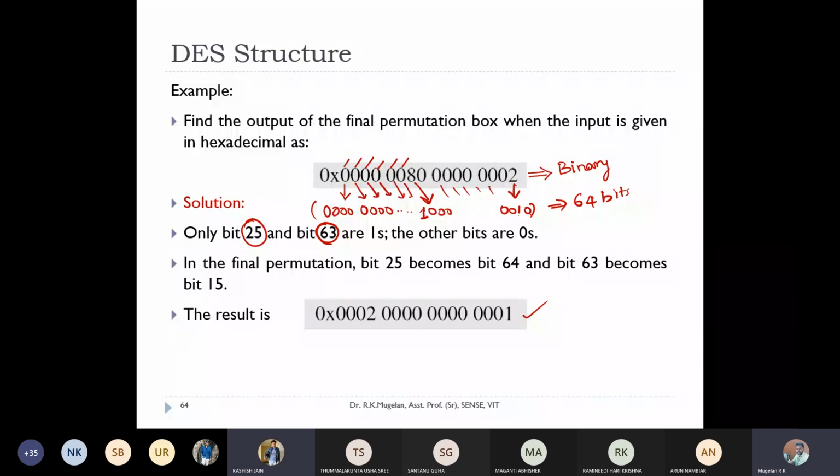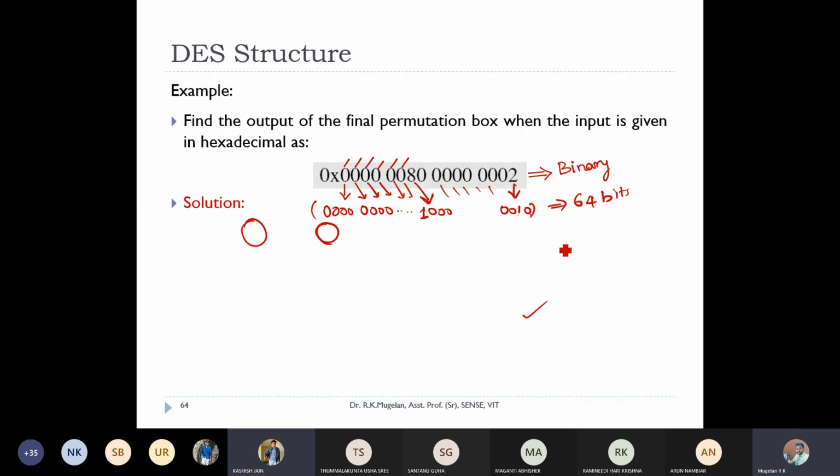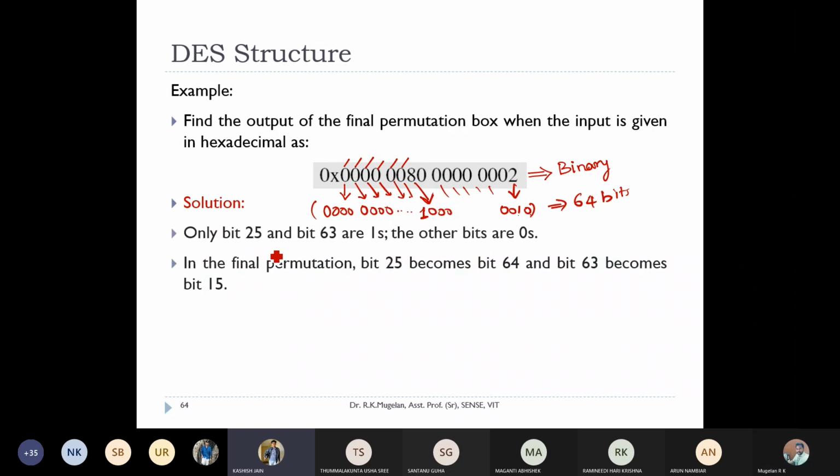Sir, can you please explain once again? One second. At which point did you lose me? Can you tell? Sorry, the previous, like on the table, after locating the respective positions, then what do you do? Okay, okay. So you understood how to convert base hexa into binary and how to find the ones in the binary, right? Yes, sir.